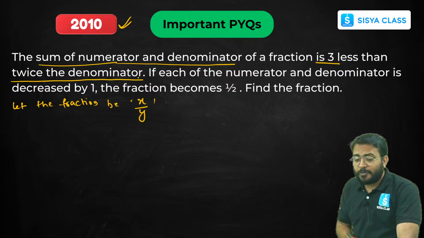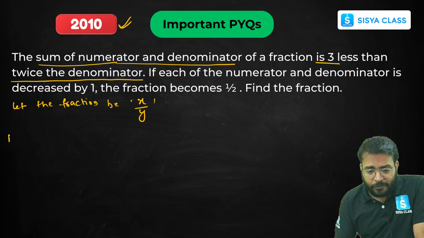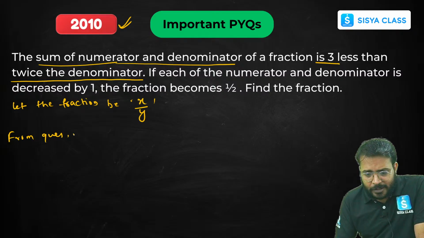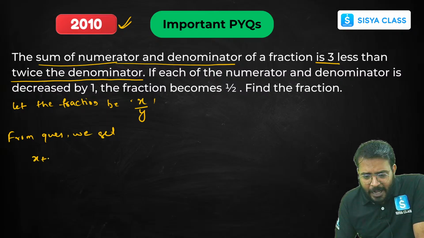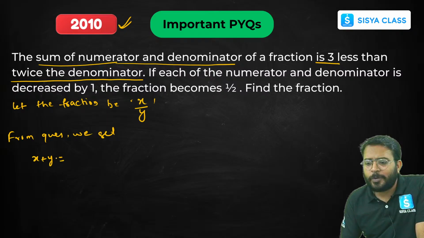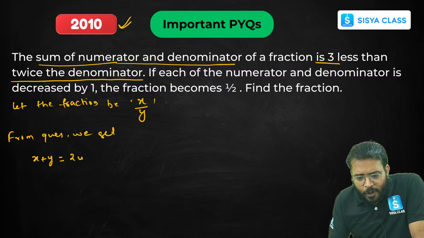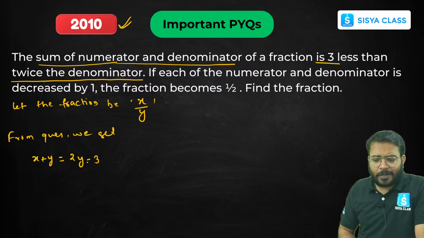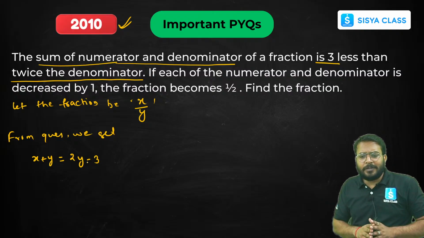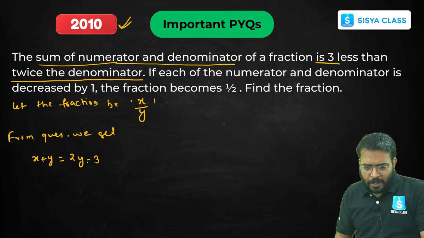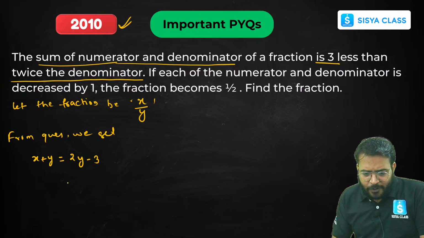So from the question, what they have given, we get that sum of numerator and denominator, that means x plus y, is going to be 3 less than twice the denominator. 3 less than twice the denominator means 2y minus 3, yes or no? Okay, this is given in the statement. Understood? Acha. So can we simplify this? Yes sir, we can simplify this.